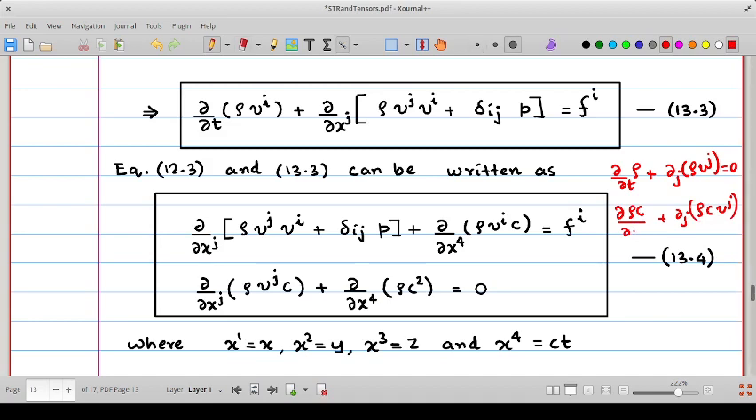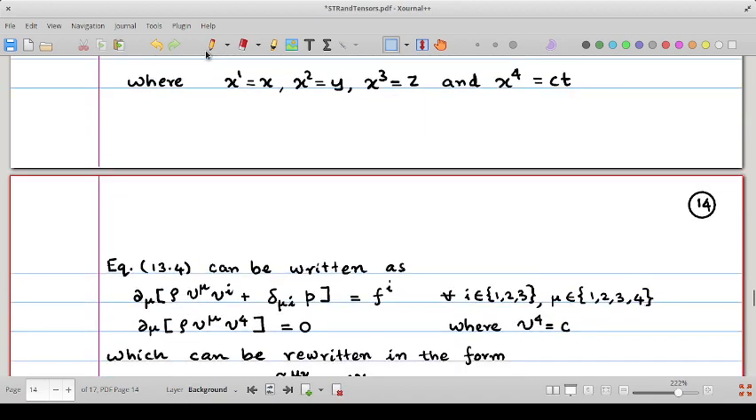But then if I need to put ct here, I have to add an extra c in the numerator. So this becomes d by d of ct of rho c square. But ct is x to the power 4. So that is what I have written here. D by d x, not x to the power 4, x4. So d by d x4 of rho c square plus this term, that is d by d xj of rho vj c is equal to 0. So these are the two equations representing a perfect fluid in a given frame of reference.